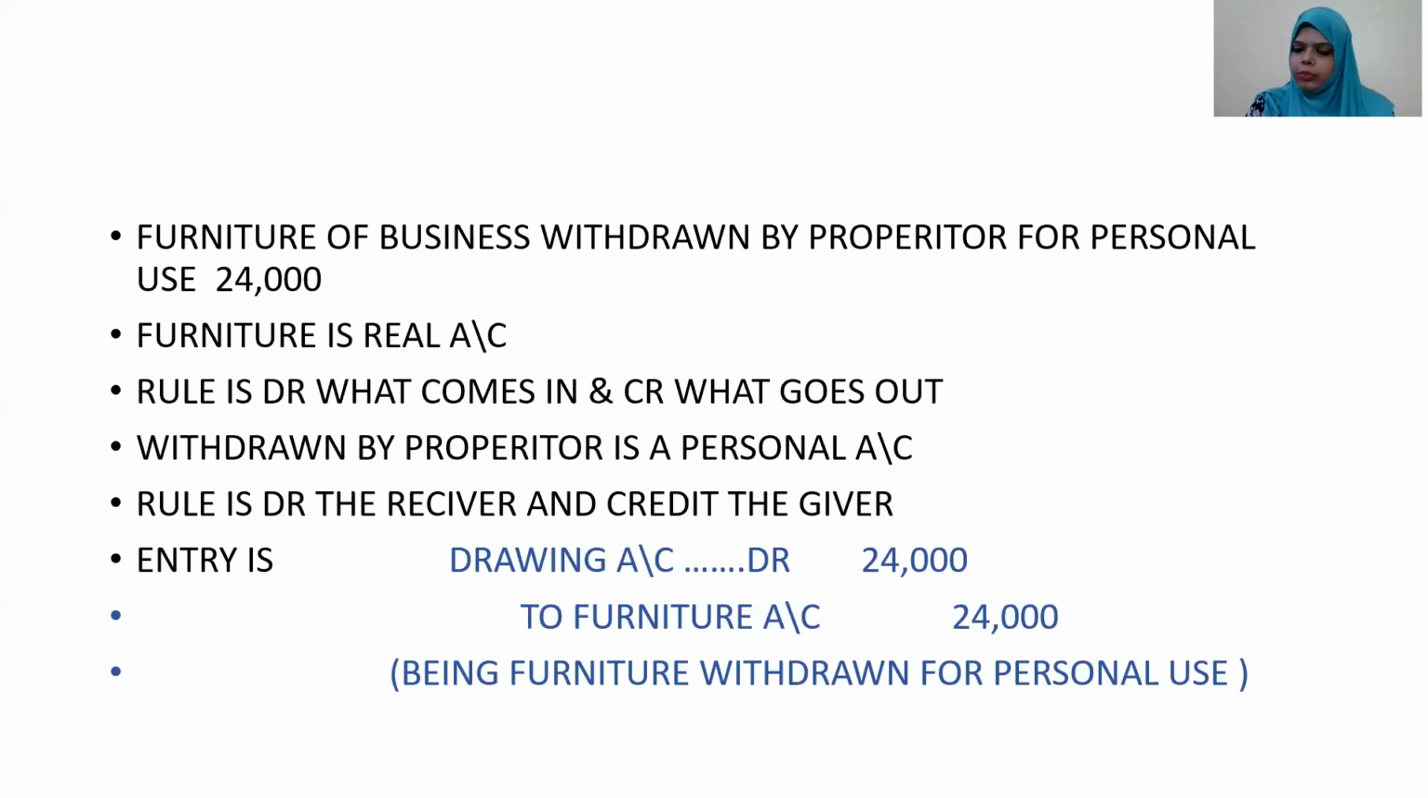Furniture is going outside the business, and who is receiving it? Drawings. Drawings means the owner is receiving it. So drawings account debited 24,000 to furniture account 24,000, being furniture withdrawn for personal use. Moving to the next transaction.